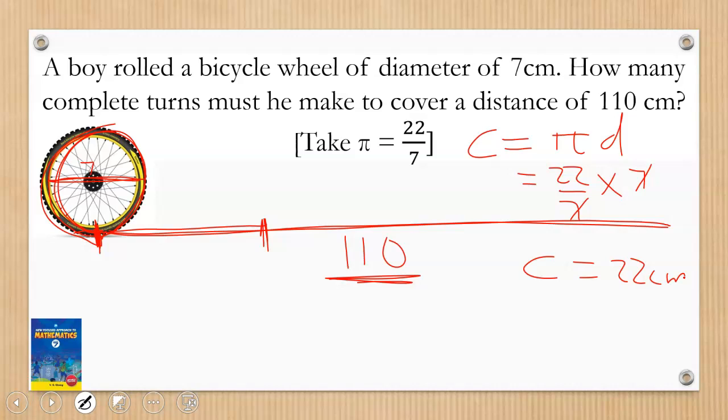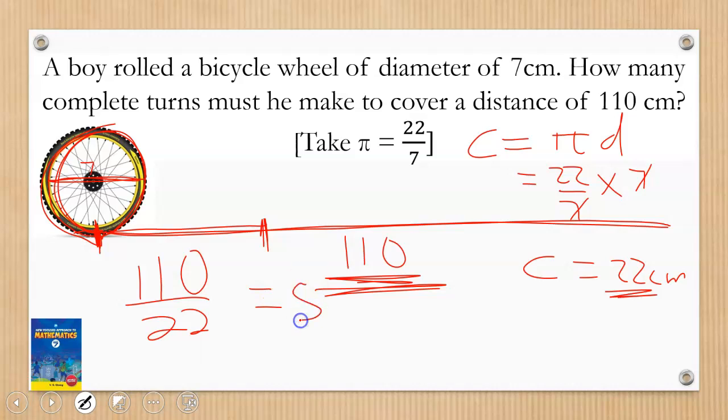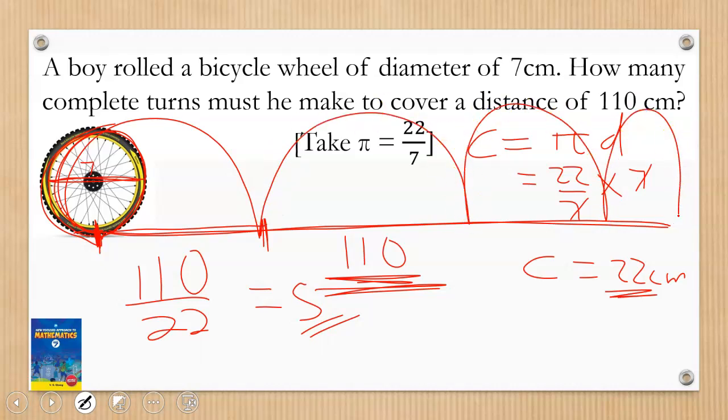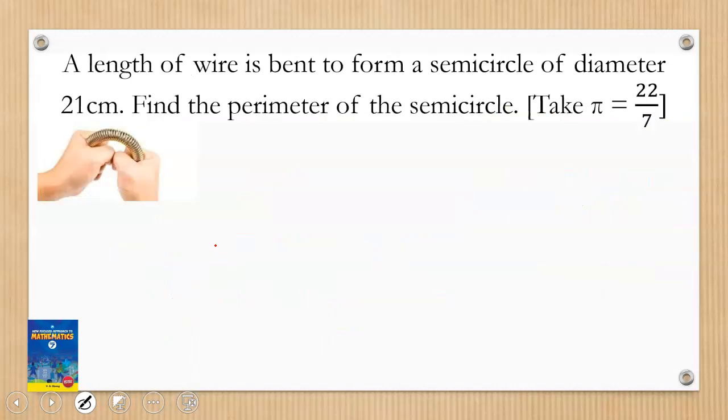That means when the tire is rolled on the ground from one point and comes back to that same starting point, we get a distance covered of 22. Now, how many of these 22 can we get in 110? That is all the question. So we can say 110 divided by 22, which will give us just 5. So it means that the bicycle tire will roll 5 times and we'll get our 110 distance. That is the question. I hope it makes sense. Good. Let's take maybe the last question.